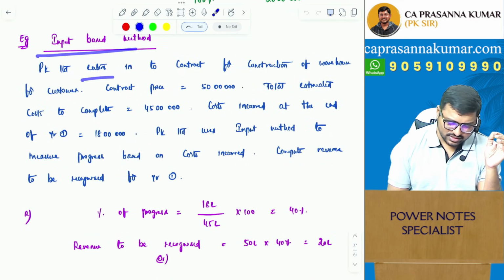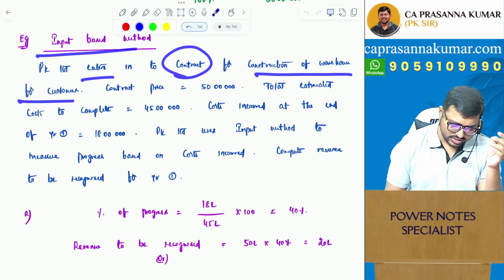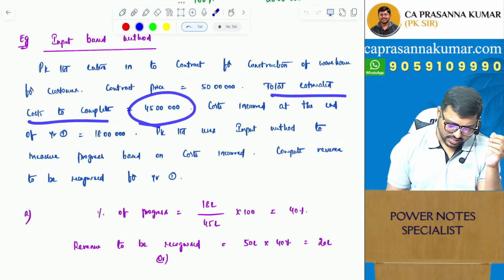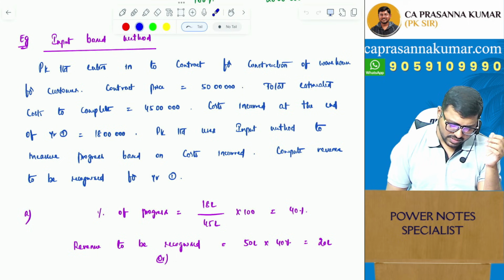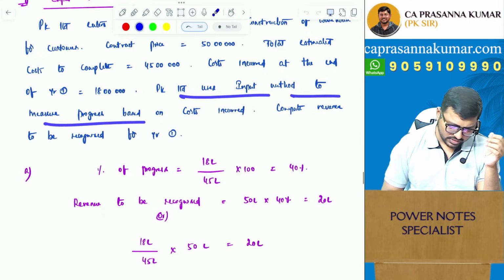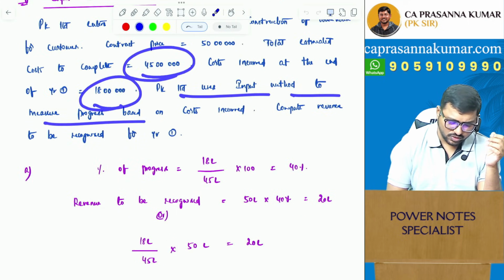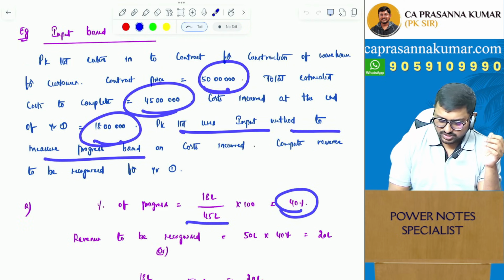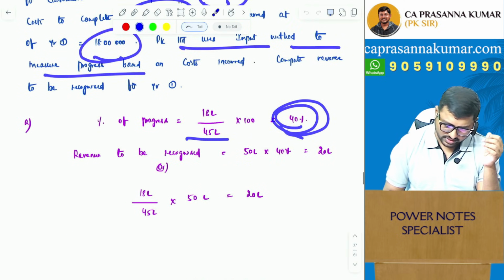PK Limited enters into a contract for construction of a warehouse for a customer. Contract price is 50 lakhs. Total estimated cost to complete is 45 lakhs. Cost incurred till date is 18 lakhs. PK Limited uses the input method to measure progress. Very simple. Cost incurred is 18 lakhs divided by total cost 45 lakhs into 100, 40%. So the total transaction price is 50 lakhs. 50 lakhs into 40% will be recognized as revenue, which is 20 lakhs.